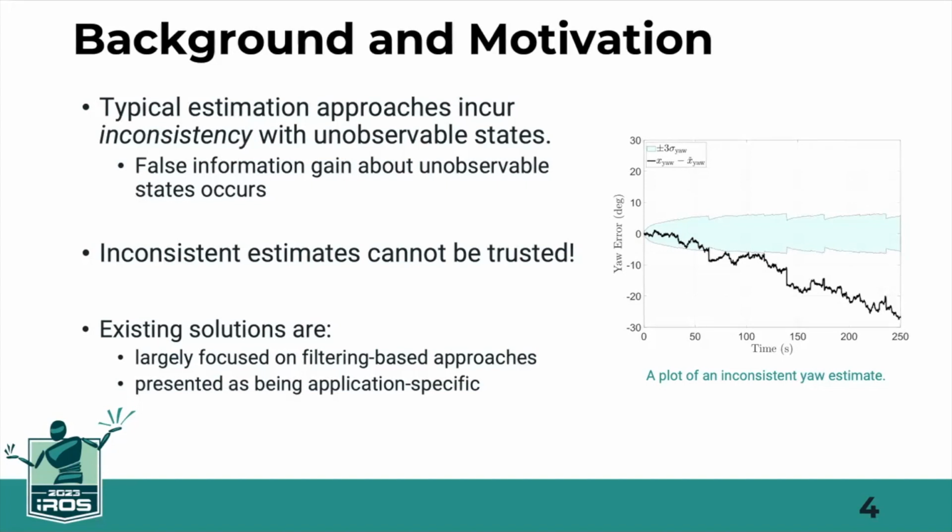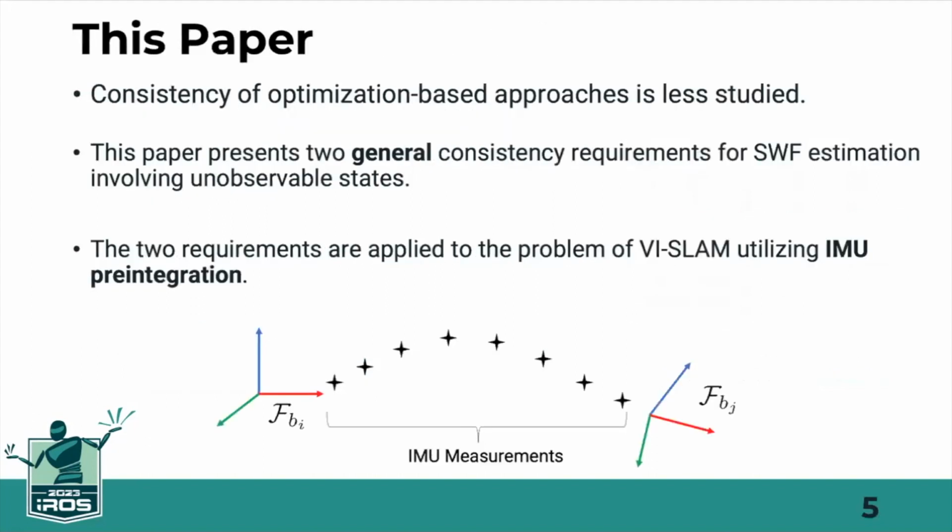Although solutions to this problem exist, they are largely focused on filtering-based estimators and are presented as being application-specific, without a clear way to implement them in new problems. This paper thus focuses on the inconsistency problem in the less studied optimization-based class of estimators. In particular, we present two application-agnostic requirements for ensuring that consistency is maintained in sliding window filters involving unobservable states. We then apply these two requirements to the problem of visual-inertial SLAM using IMU pre-integration, an algorithm formulation that has not been previously studied from the perspective of consistency.